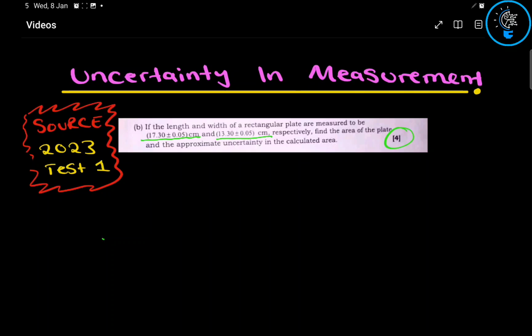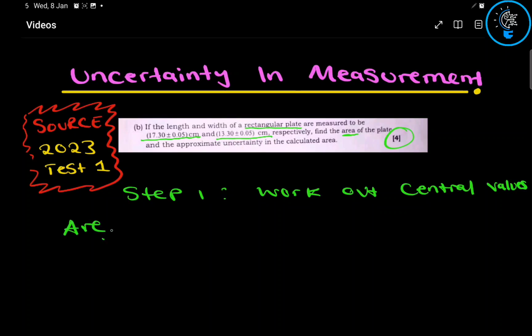Okay, so we need to consider uncertainty in short terms. Let's do it. So we said our step 1 must be working out the central values. So what are we dealing with? We're dealing with the area of a triangular plate. Okay, we know that the area of a triangle or any kind of a box is L times B.